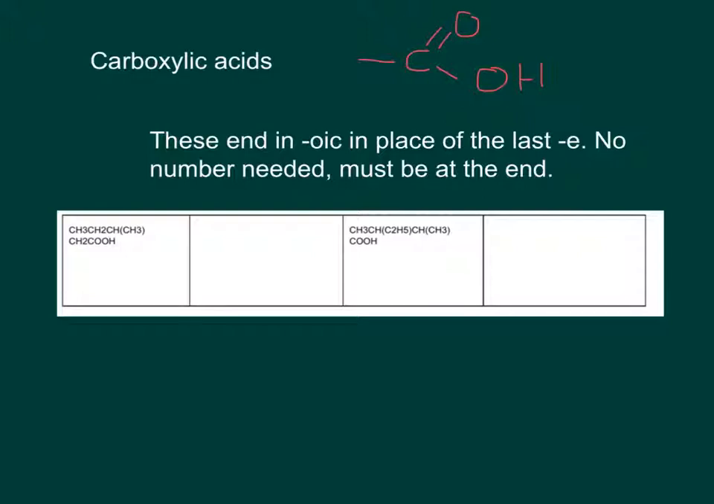The way we name it is we put -oic instead of that E on the end of the alkane name. Let's have a go at doing those two. So this first one, the carboxylic acid has got to be on carbon number 1. So 1, 2, 3, 4, 5 carbons, so it's going to be pentanoic acid.